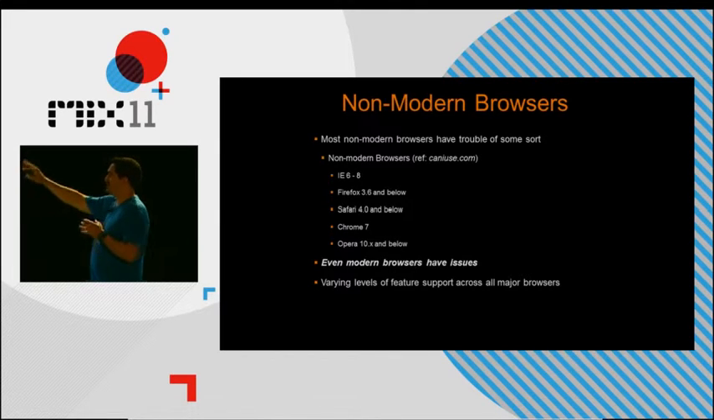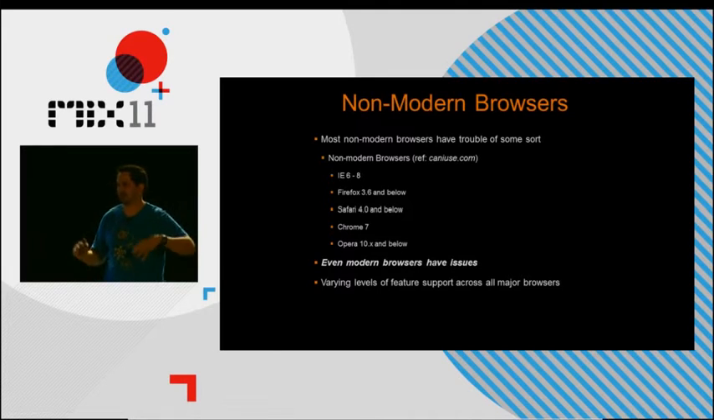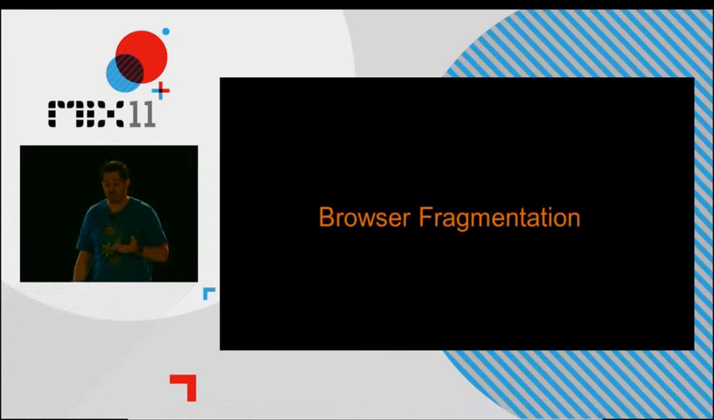And here's a pretty good list. I'm referencing caniuse.com because it's such a great site for listing out what's being supported among most of the major browser versions. And even modern browsers have issues. I don't want to just paint a picture of saying, hey, we have non-modern browsers out there and they're having problems. No, even modern browsers have issues because we have varying levels of support between even browser versions. And this is what I call browser fragmentation.